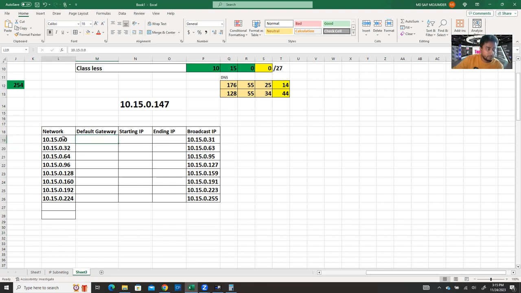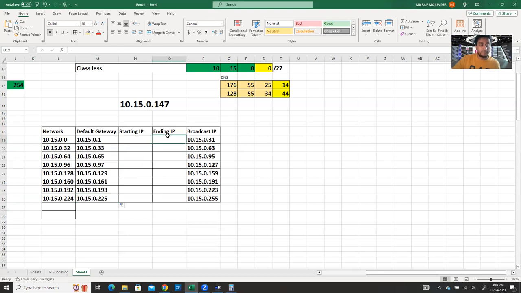So let's see. The next number of your network will be your default gateway. So if it is 64, it's going to be 65. Next number, right? It's pretty easy, right? Just next number. So it was 224, now it's going to be 225, which is the default gateway.